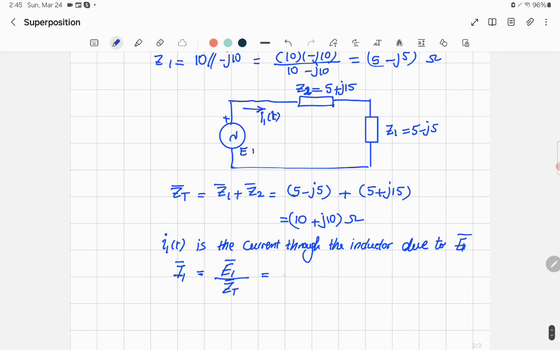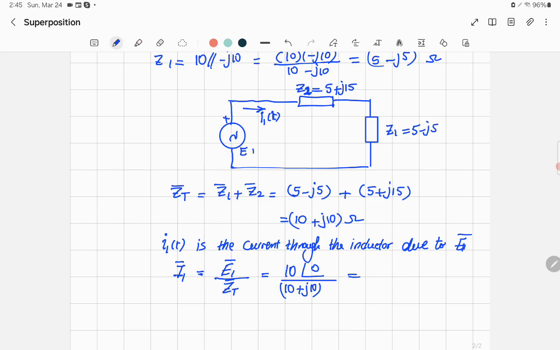That was given, root mean square, divided by the total impedance, which is 10 plus j10. It's okay to leave it like that. And then you find the current. Let me just tell you how I got the value on the calculator.